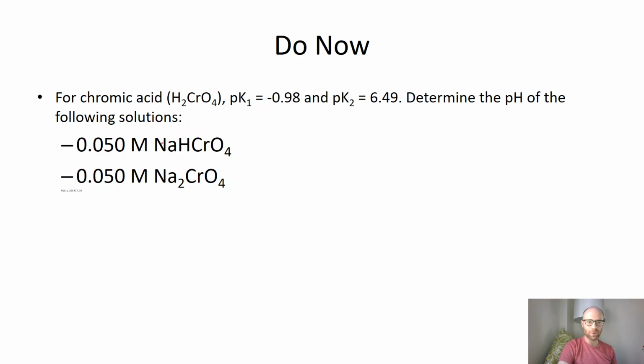This first one is going to be, keep in mind, the sodium dissolves into solution. So what we're left with is HCrO4 minus, and then for the second solution, CrO4 2 minus. For the first solution, this is the intermediate of a diprotic acid. So let's just jump right in. The H plus concentration should be equal to K1 K2F plus K1 Kw over K1 plus F.